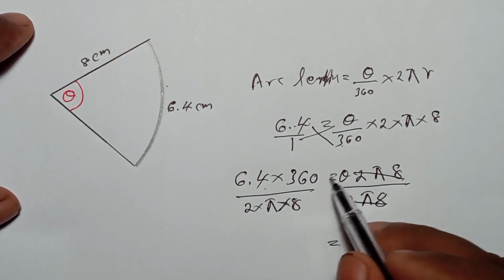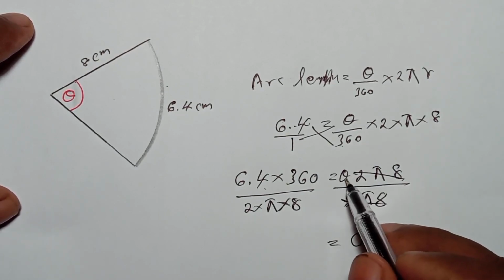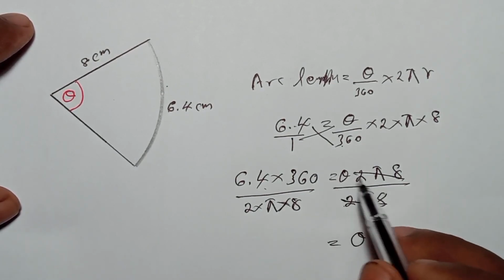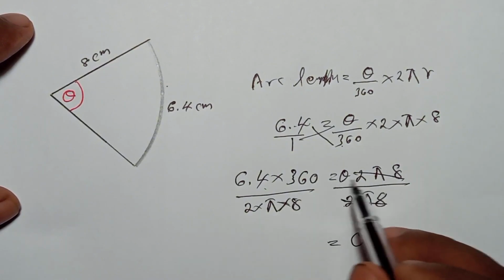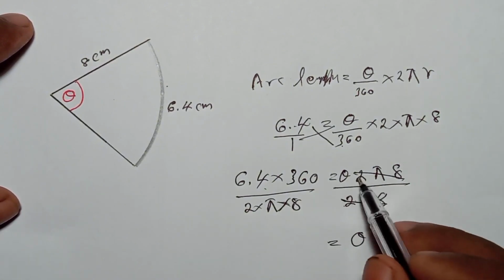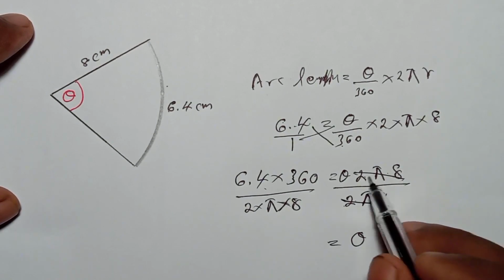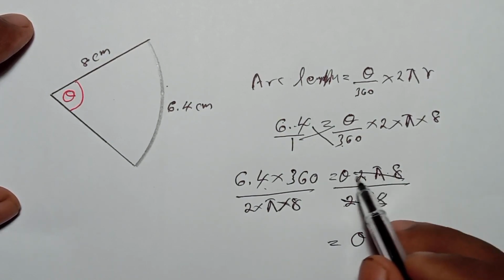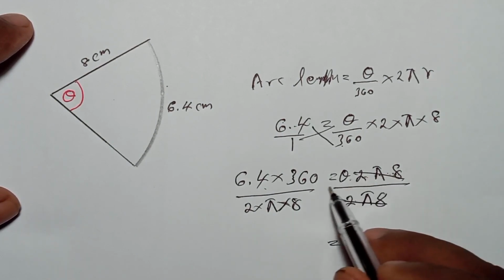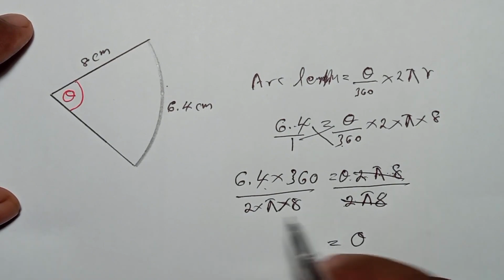Like when you have 2x, to find x, what do we do? Divide both sides by 2. Same way here, theta times 2 pi 8, all these three terms, this all three multiplication. So the connection is multiplication here, so that's why you can divide by all three, this side and this side.